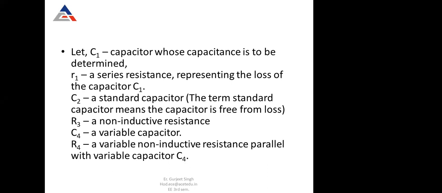Why do we take a variable capacitor and variable resistance, students? Because when we change the values of C4 and R4, we get the null indication. We change the value of the capacitor C4 and the resistance R4 using the knob, then the null indication will be shown on the detector. Okay, students, so this is the brief about this bridge.